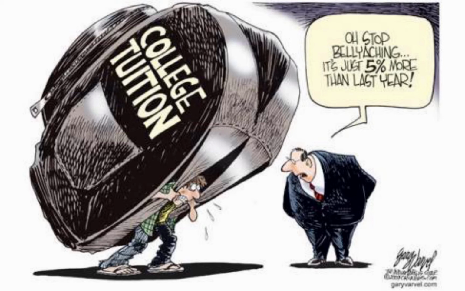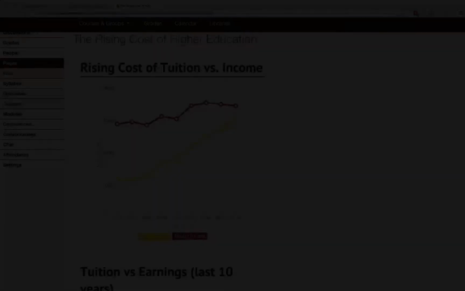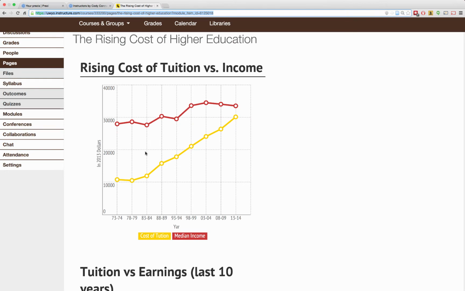And I want to look at those figures so we can get a better sense of that. So let's look first at the rising cost of tuition versus income. So here we can see in 1974, the cost of attending a 4-year institution was $10,783. And I should mention the numbers in this graph are adjusted to 2013 dollars. So the cost of attending college in 1973, adjusted for inflation, 10,000 bucks.